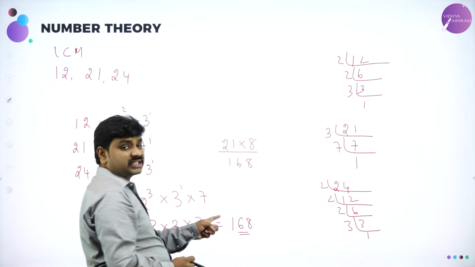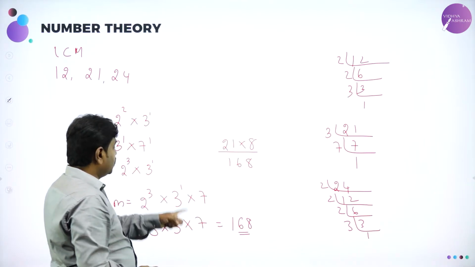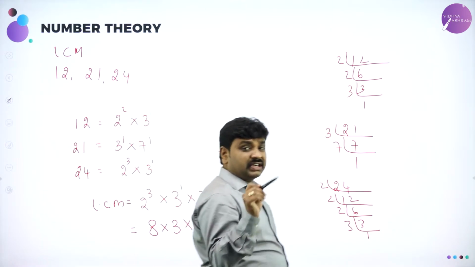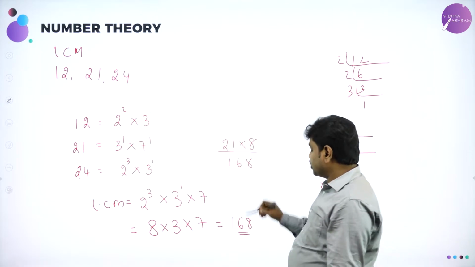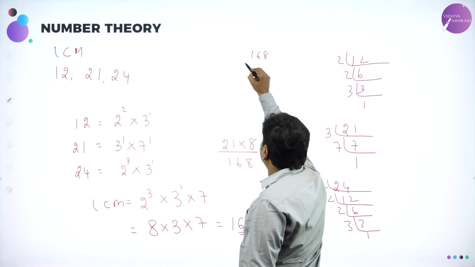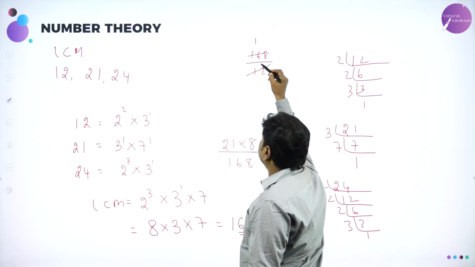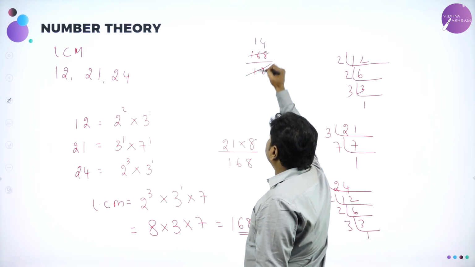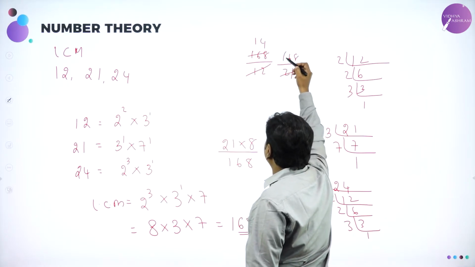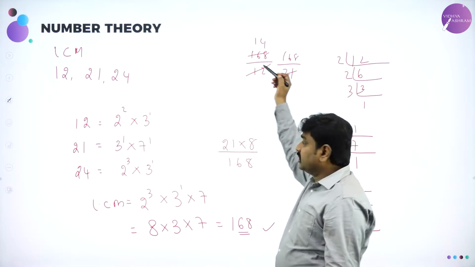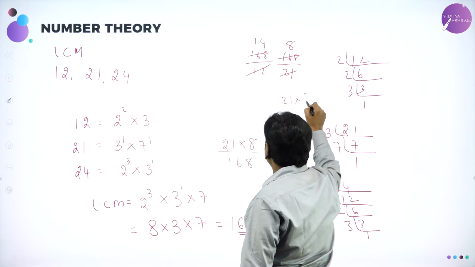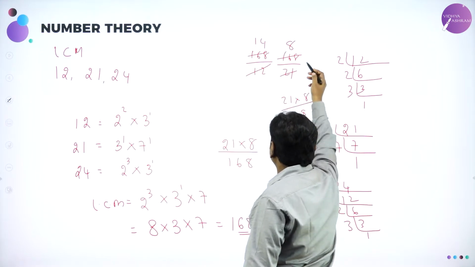Now you can see this 168 is divisible by 12, 21 and 24. So LCM is the least number that is divisible by all the numbers. Check this. Is 168 divisible by 12? Yes. 12 ones are 12, and 12 fourteens are 168. Similarly 168 is also divisible by 21. 21 into 8: 8 ones are 8, 8 twos are 16, 168.